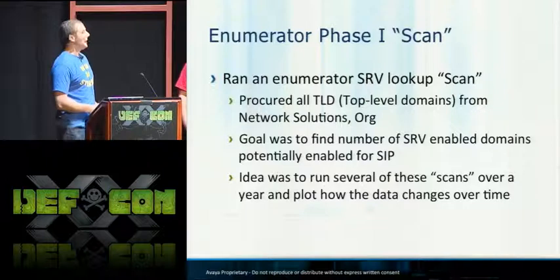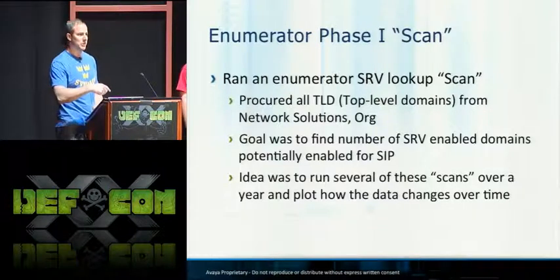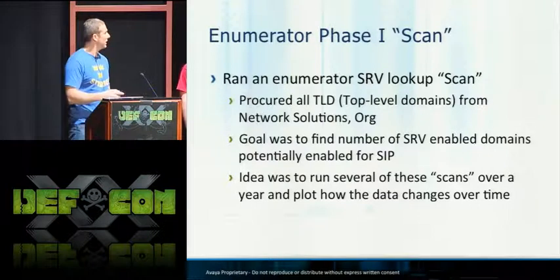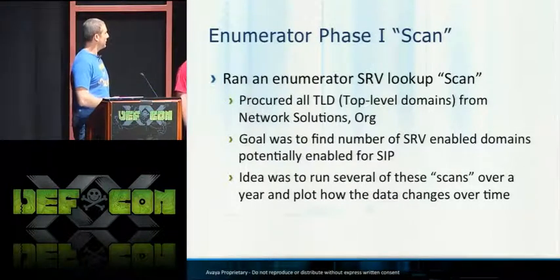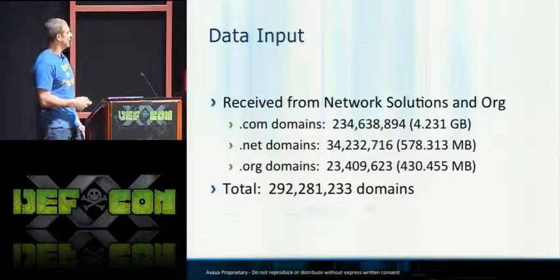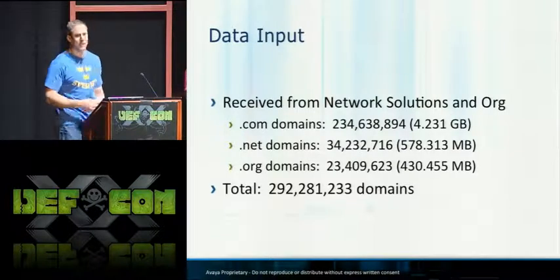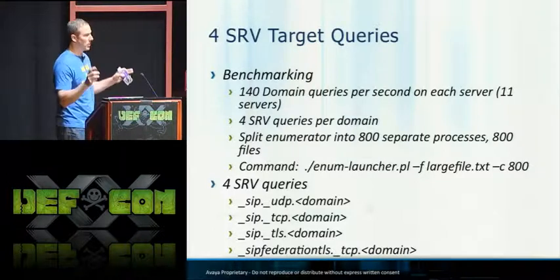So what did I do here? What did we do with the research? We had to get special permission from Network Solutions and .org to get all of the top-level domains for .com, .net, and .org. And we wanted to find the number of SRV enabled. So we collected this data here, about 5 gig, 292 million domains. And so we had to do some benchmarking to figure this out.